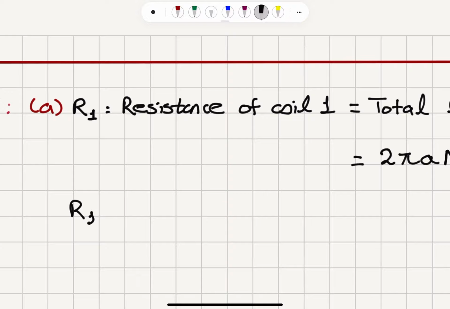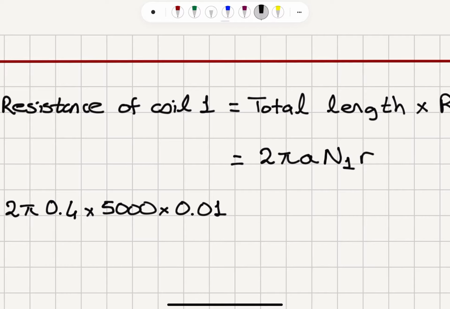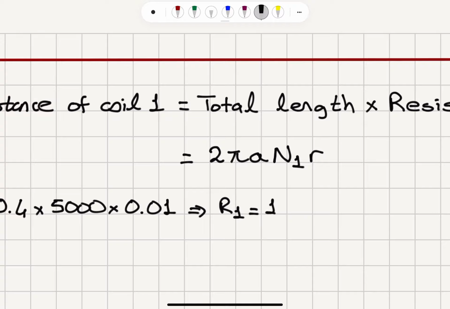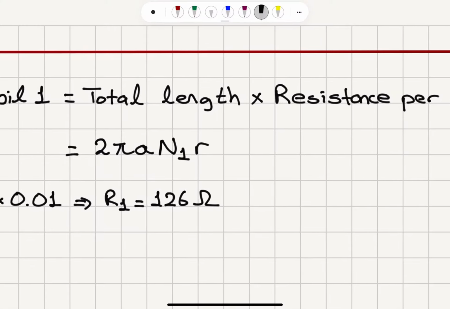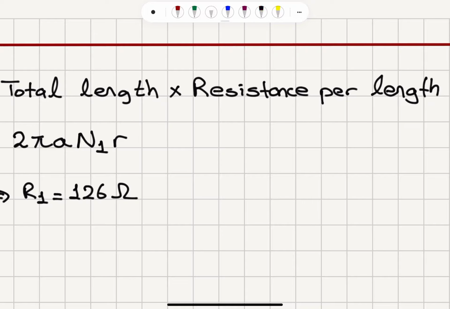Resistance of the first coil, the larger coil, is equal to 2 pi times A, which is 40 centimeters, 0.4 meters. We have N1 equals 5000 turns, and the resistance per length is 0.01 ohms per meter, and this gives us a resistance of the first coil to be 126 ohms.